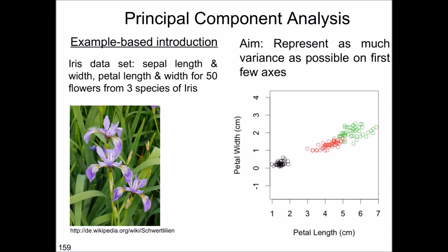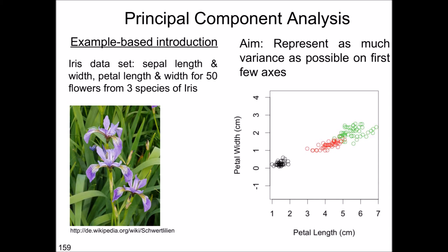On the one hand, the sepal length and width, and the petal length and width for 50 flowers from three species of iris. And you see an example plot here on the right side of the figure. That's the petal width against petal length. And we see here the three different species are all indicated with different colors.